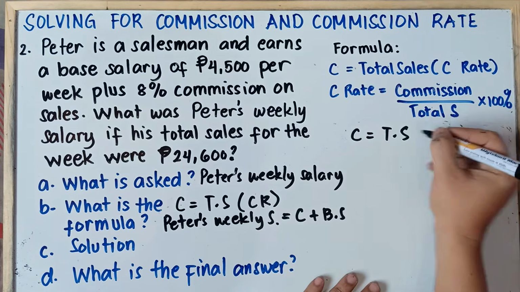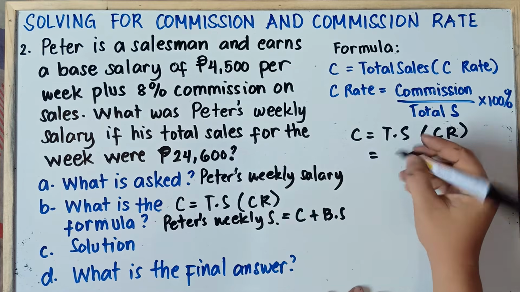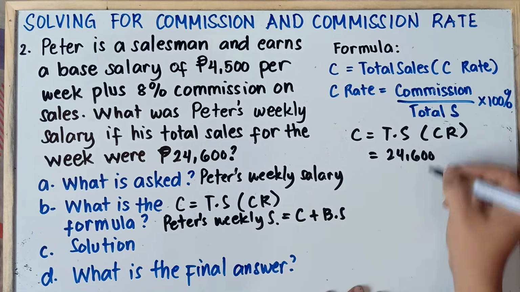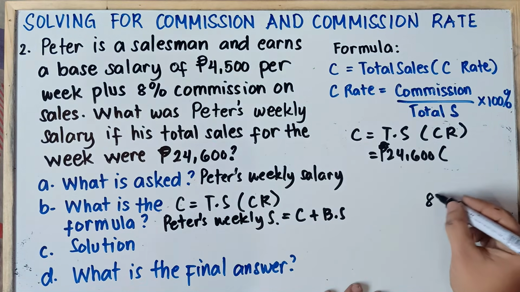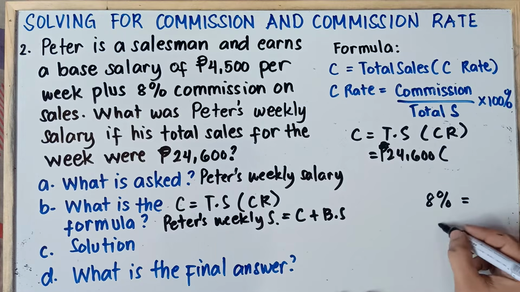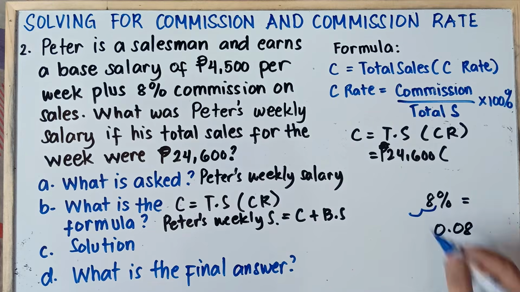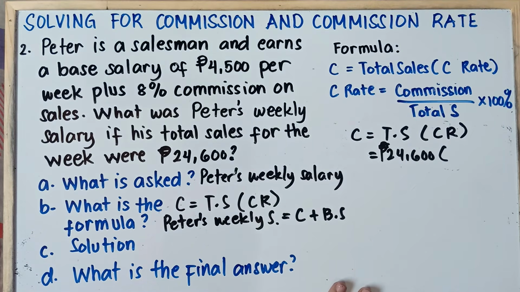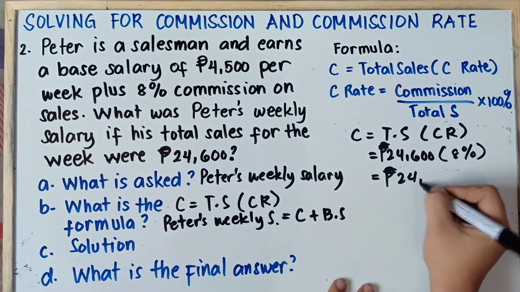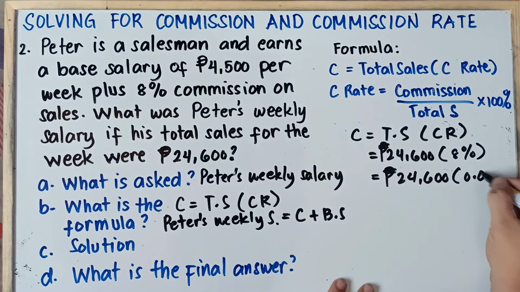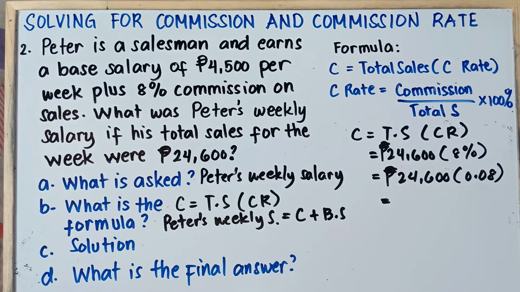Commission is equal to the total sales multiplied by the commission rate. Once again, our total sales, we have 24,600 pesos times the commission rate. Once again, 8%, which is the same as 0.08. You move the decimal point right to left twice, 1, then 2. So, this is 24,600 times 0.08. Once again, class, 8% is the same as 0.08. And this will be, use your calculator, class.